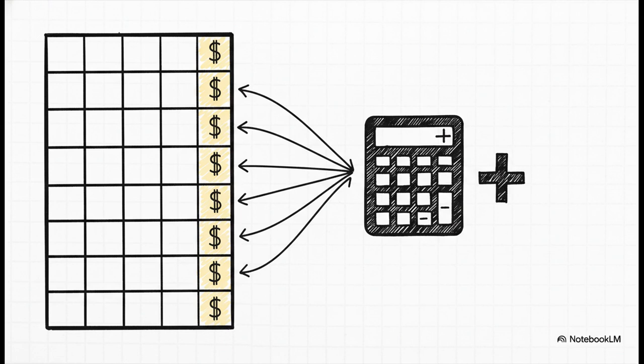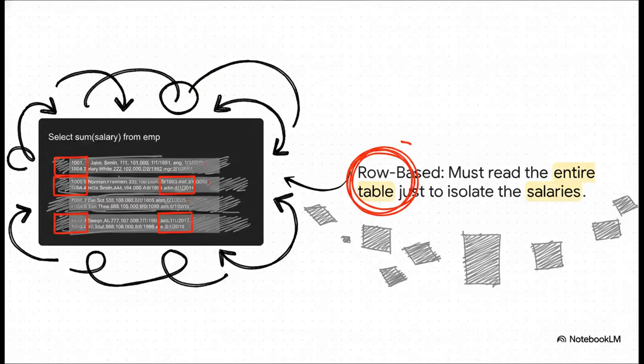Okay, final round. A classic analytics query. Calculate the sum of all the salaries in the employee table. We need to look at just one piece of data, but we have to do it across every single record. The row-based store has to just trudge through the entire table. It reads every single block, and for each full employee record, it has to pull out the salary and then just discard everything else. It is an incredible amount of wasted reading just to perform one simple calculation.